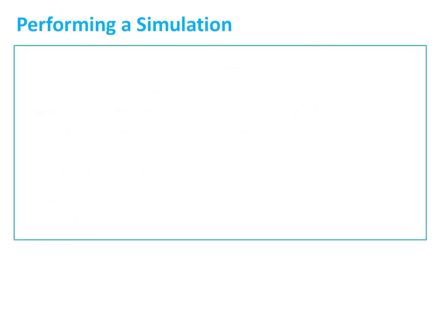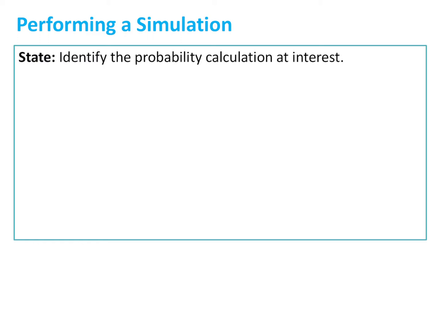So when we're performing a simulation, there are some steps that we need to do, and you are going to be asked to do a lot of performing simulations. We'll deal with it more next class also. So here we're going to identify the probability calculation of interest. What is it we're trying to find? Why are we simulating it?